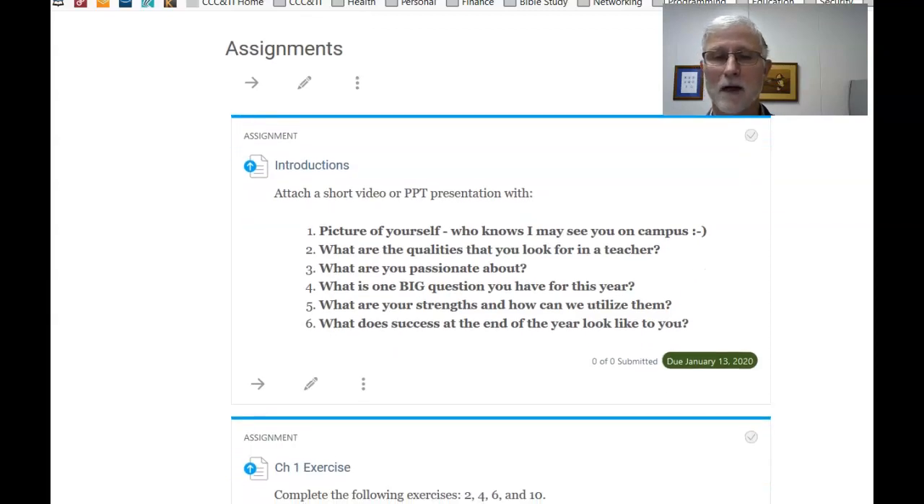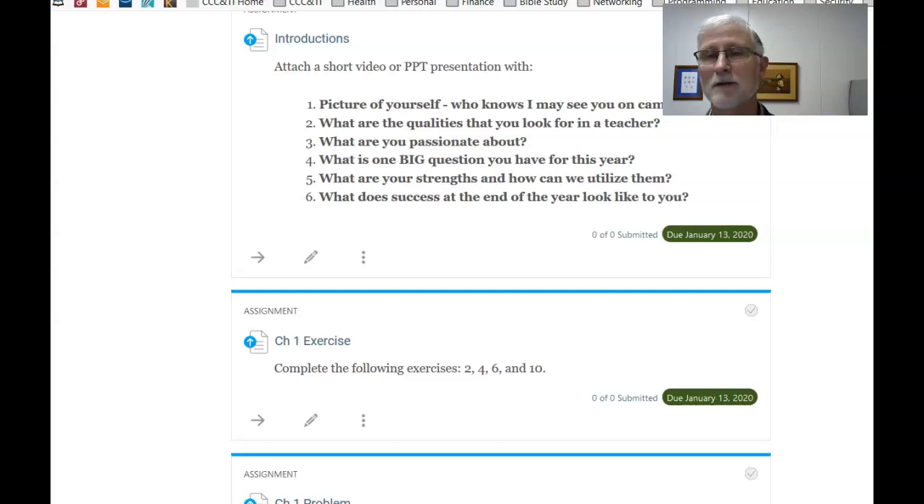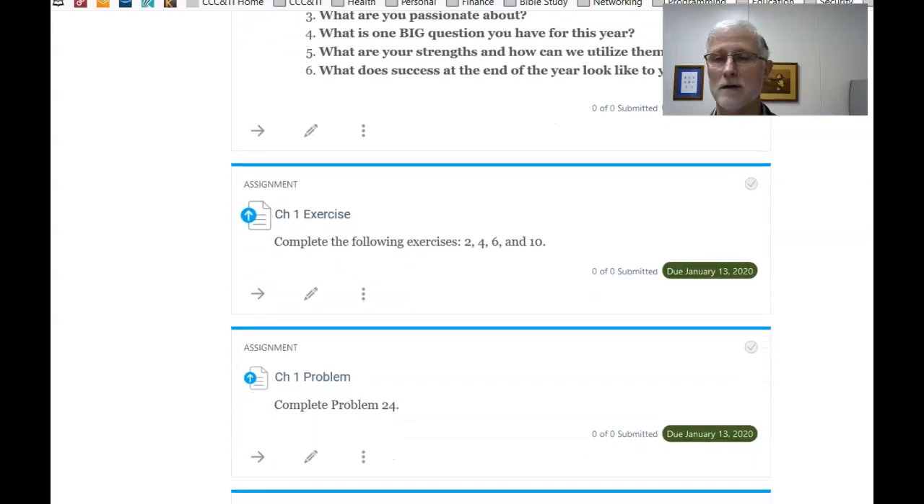And then I'm going to proceed into the Chapter 1 material. So I'd take a look at the lecture, if I were you. You're going to do exercises 2, 4, 6, and 10. And you're going to do problem 24. So remember, the problems are worth more for your grade than the exercises. Exercises are just basic concepts. Problems are actually trying to apply those concepts to solve a particular problem.